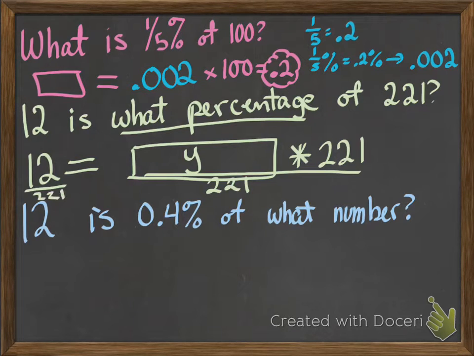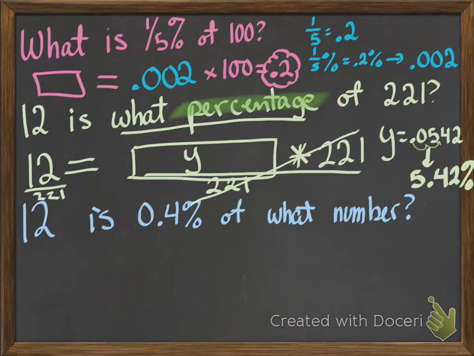And then how do you get y by itself? We're going to divide both sides by 221. The 221s next to the y cancel each other out, and you get y is equal to 12 divided by 221, which is 0.0542. But I want to know what percentage. So that's in decimal form, so you got to convert that to a percent now. How do you do that? You move your decimal point 2 to the right, you get 5.42%.